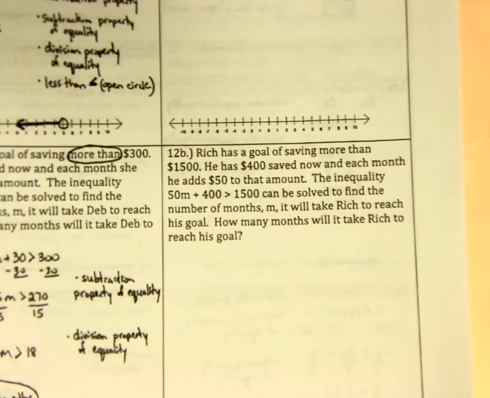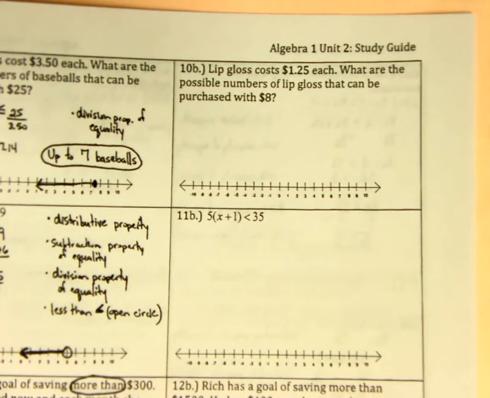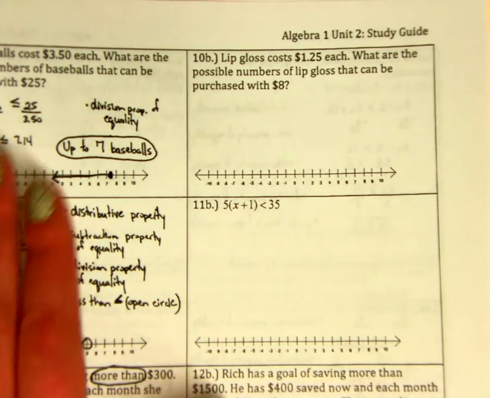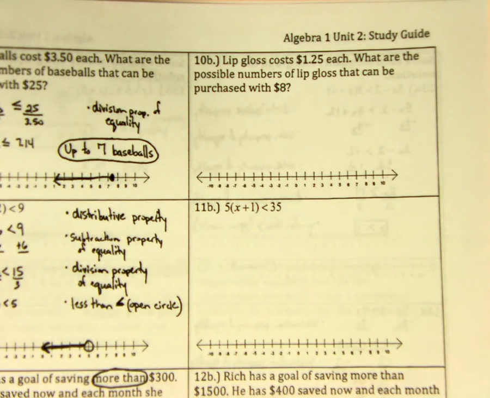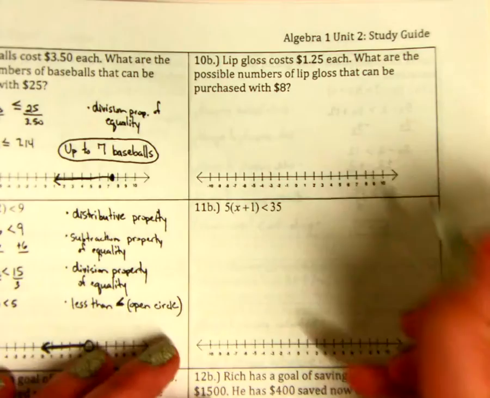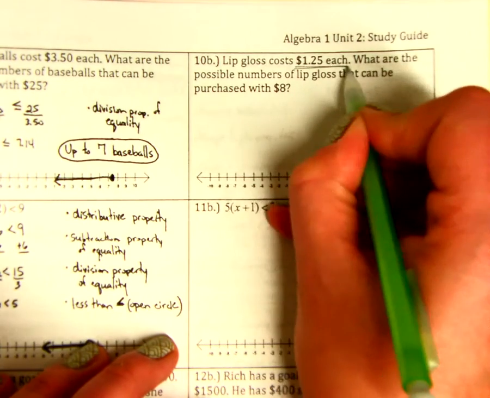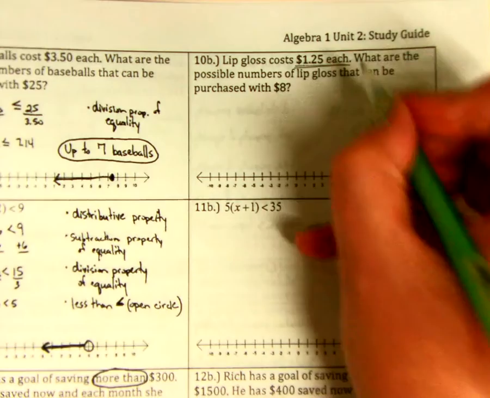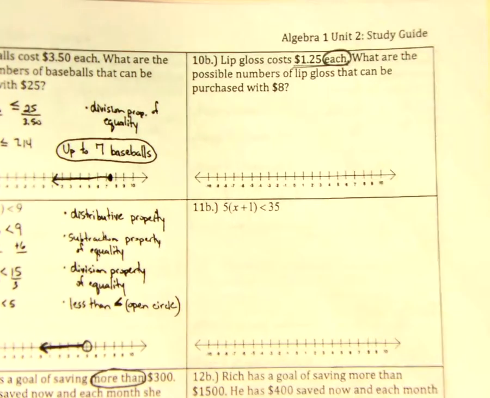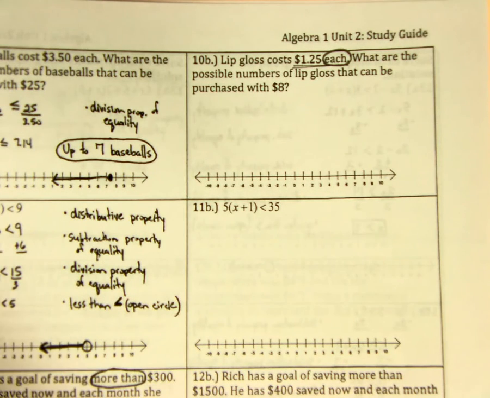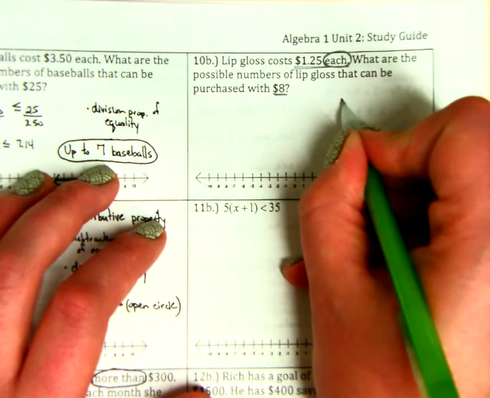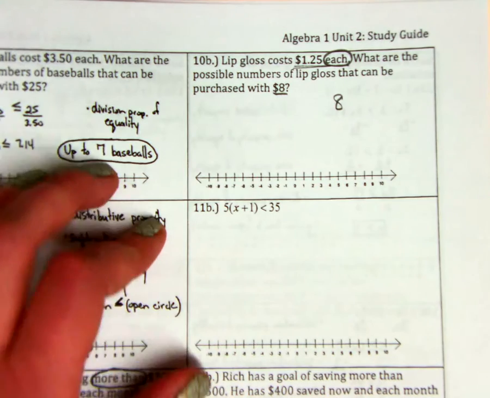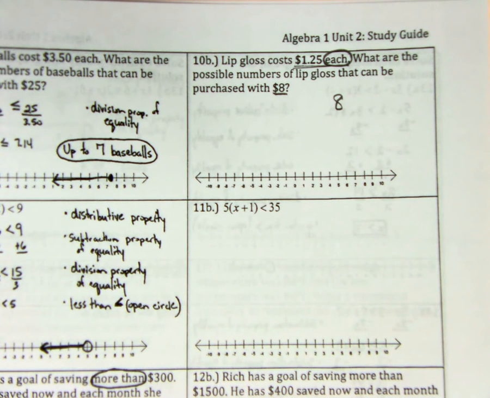Okay, little word problems here for you. Okay, so we have an example right here about baseballs. Now we're going to have an example about lip gloss. Lip gloss costs $1.25 each. Okay, the word each should jump out to you because it means multiplication. What are the possible numbers of lip gloss that can be purchased with $8? Okay, so that's your total. $8 is your total, kind of like that jeans problem and the gift card that we had before.